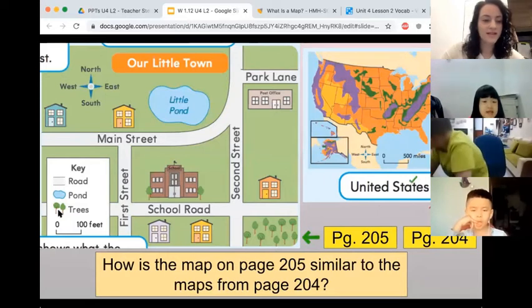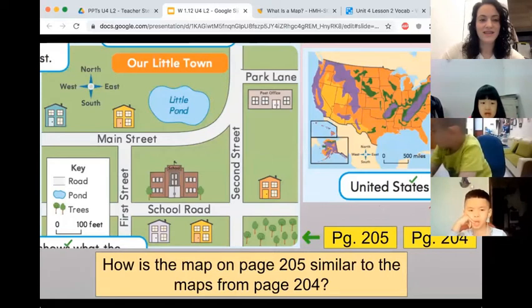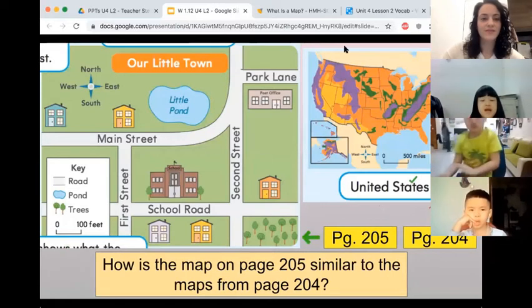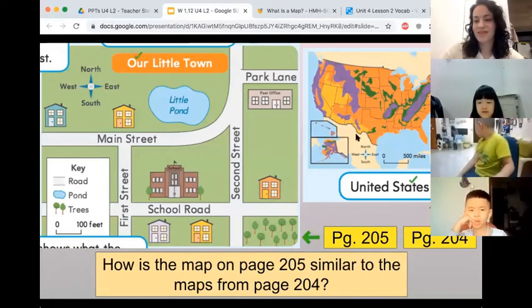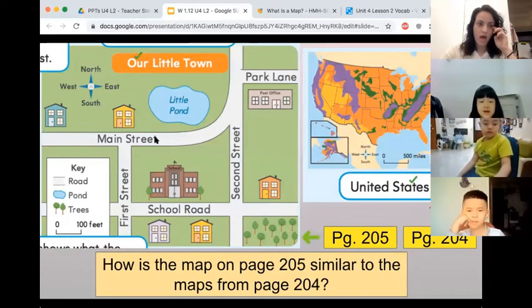Excellent. So Hainam said they are physical maps. This title we can't really see, but oh, actually we can. Miranda, I actually have one more. Yes, go ahead. They are physical maps. This one here, this one might be more of a political.